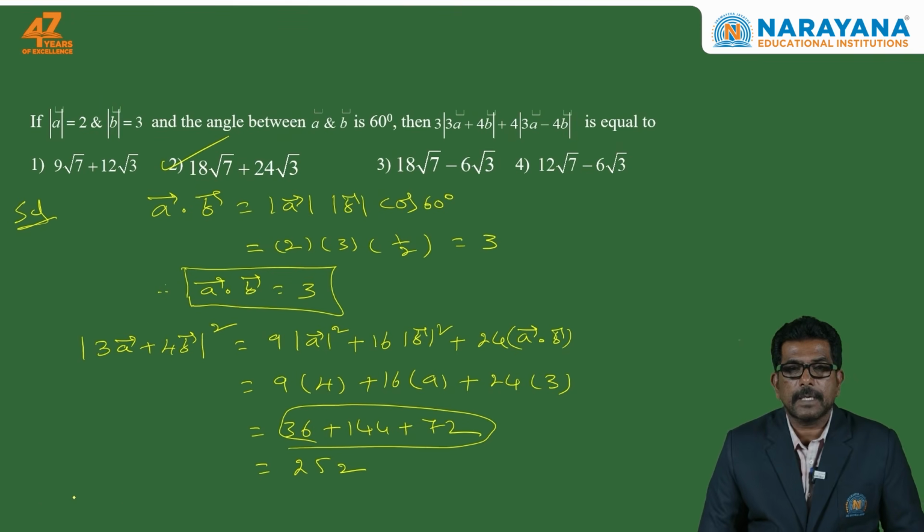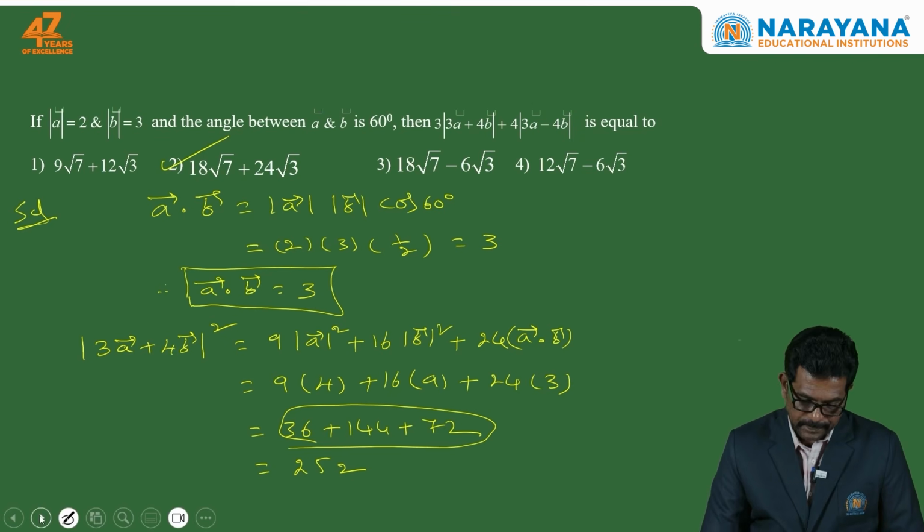The problem is very simple, and it is based only on the dot product and the |a + b|² formula.